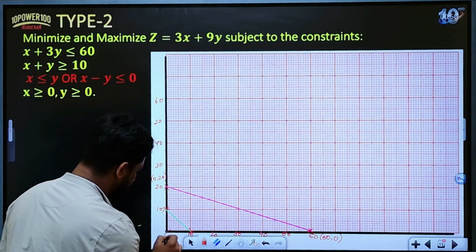After that we go for the origin test, same like how we were doing earlier. Now for this, if I put x is equal to 0 and y is equal to 0, so 0 is less than or equal to 60. Is it true? Yeah, this is true. So now the first line is pink color, right? So this is actually true. So now I'm going to mark it.